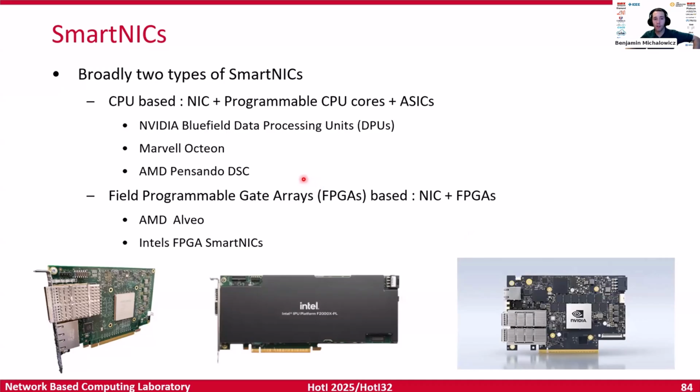There are two broad types of these smart NICs. One of them is more system on chip based, where you have a network card plus programmable CPU cores plus ASIC chips. And then the other option is FPGA based NICs, which have been around a bit longer in terms of the smart network card area.